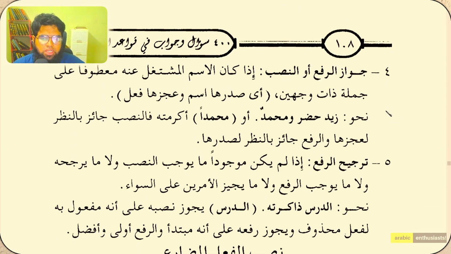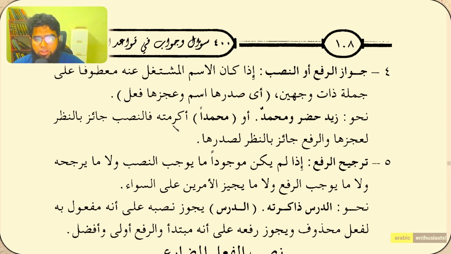Jawazul rafi wa nasb. If there's اشتغال, there's jawaz also. إذا كان الاسم المشتغل عنه معطوفا على جملة ذات وجهين. It could be possible معطوف on two ways. For example, أي صدرها اسم وعجزها فعل. It starts with a noun and ends with a verb. For example, زيد حضر ومحمد. So Zaid came. So the verb is in between. It should have been حضر زيد ومحمد. No, but the verb has come in between.